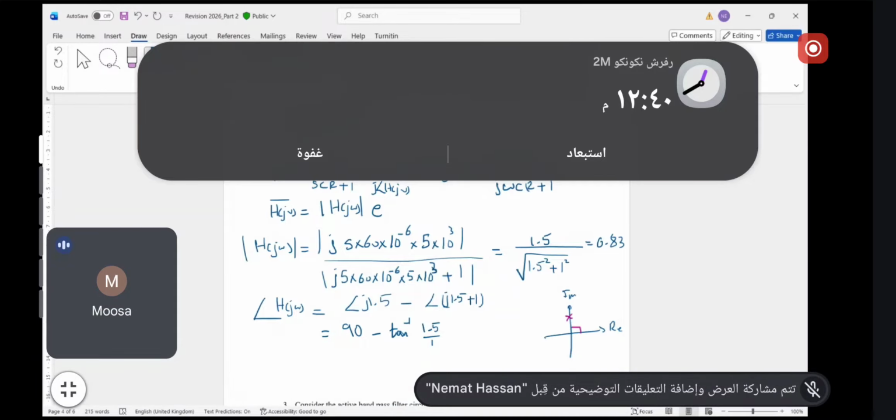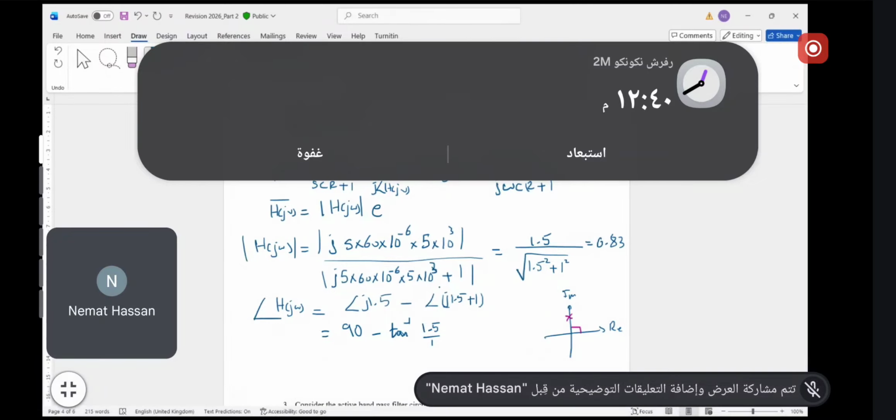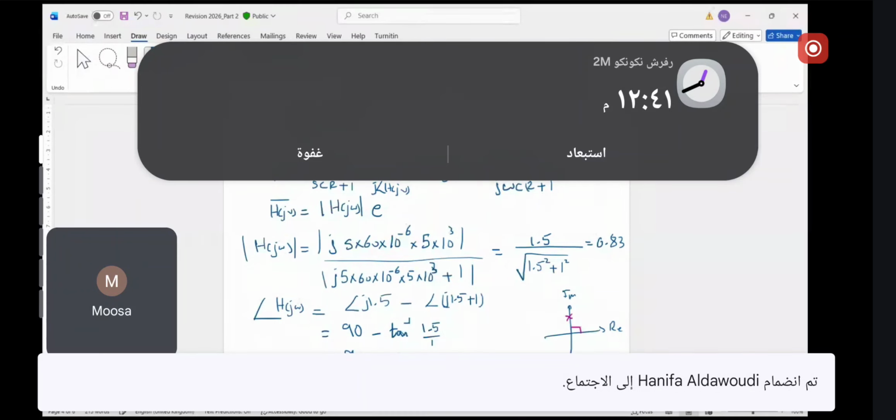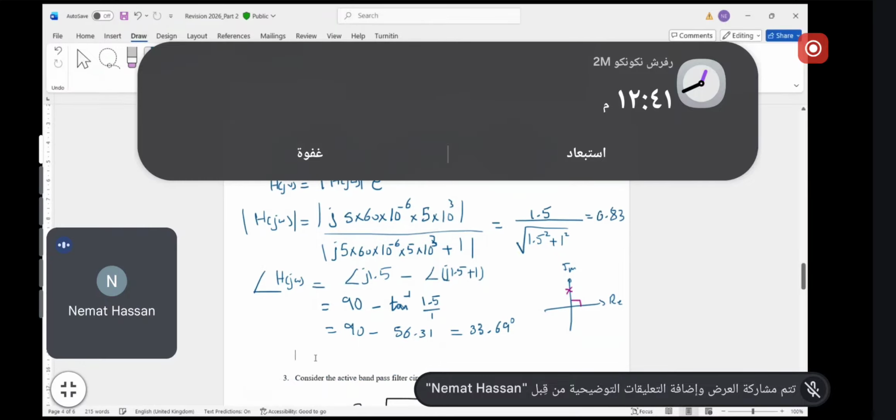minus 56.31. Okay, 90 minus 56.31, which is equal to what? Yeah, 33.69 degrees.